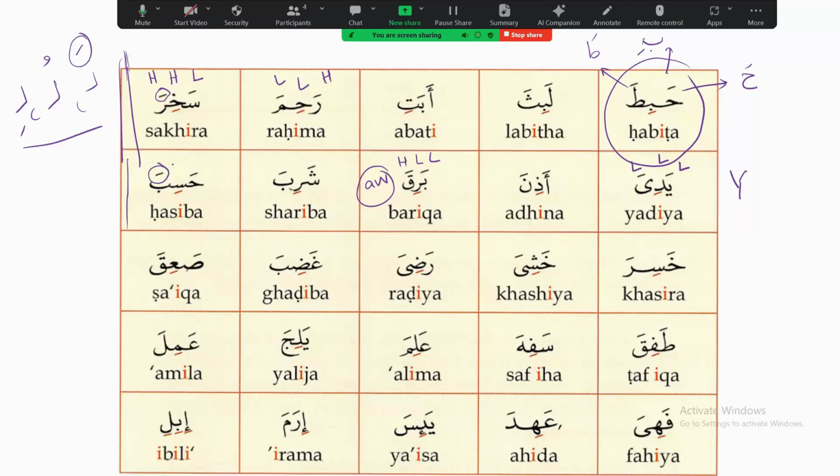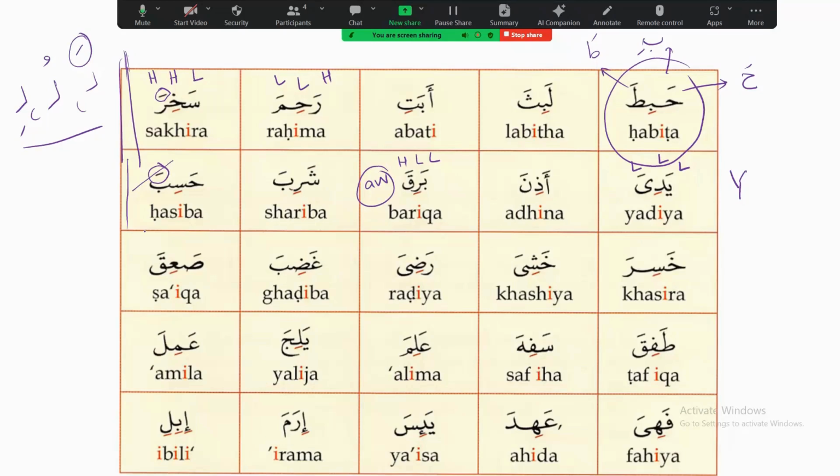I'm just making it sakin, or you can say sukoon. We have not discussed this term, but we are just removing the haraka from here. Hasib, like this. So the first one was habita, labitha, abati, rahima, sakhir. Yadiya, adina, bariqa, shariba, hasib. Like this. Okay, so who is going to try the next row, sisters?